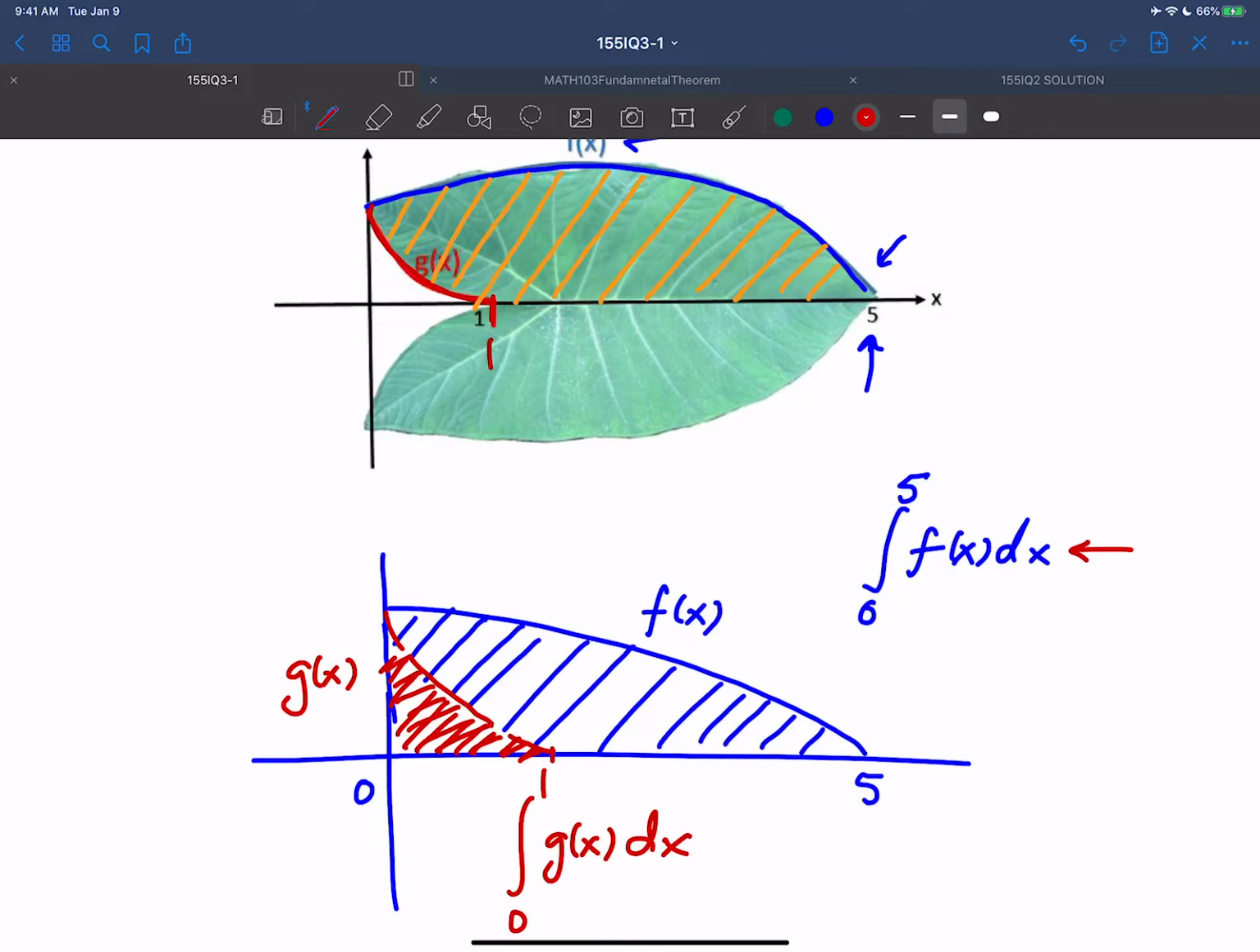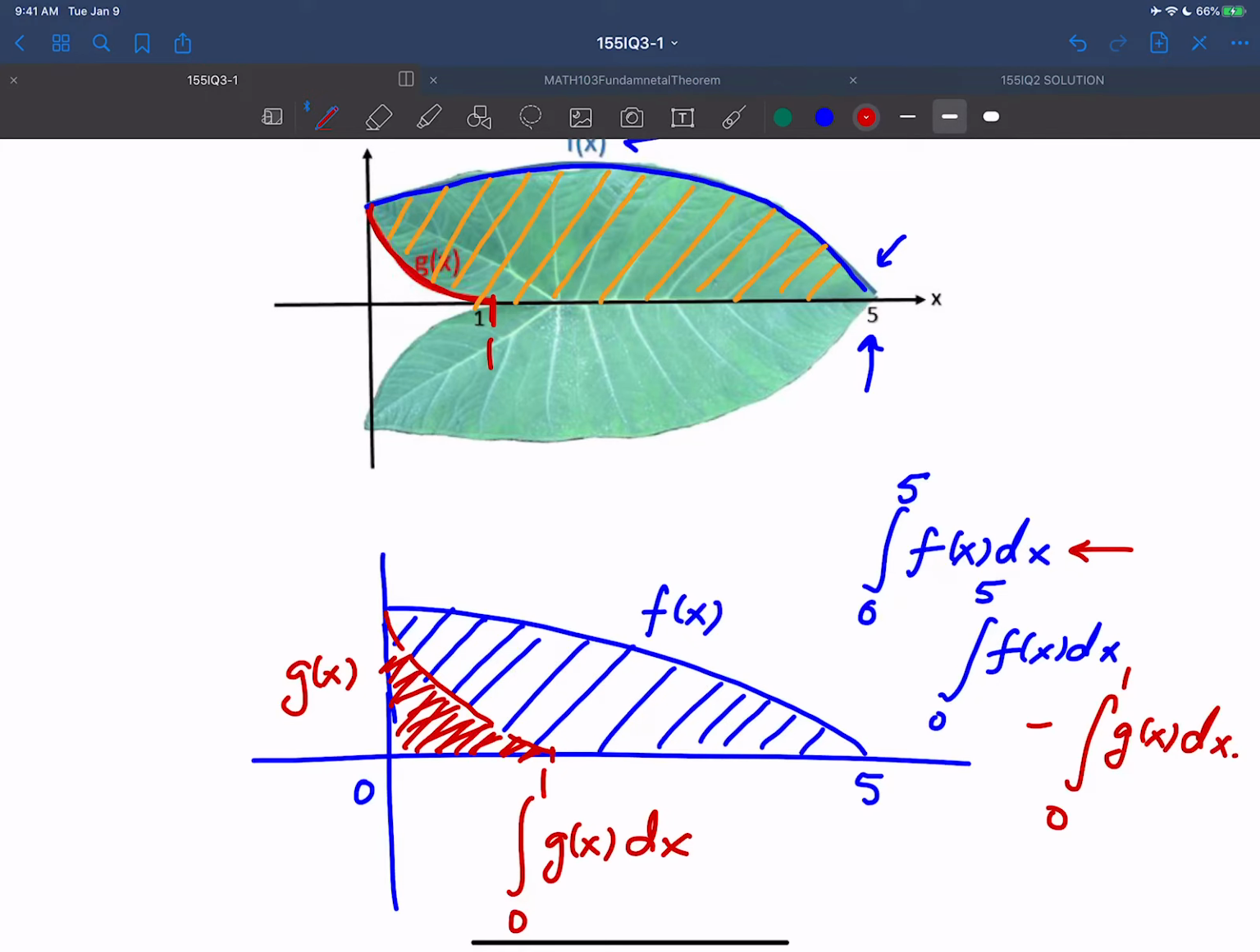So what you want to do is take the total area from 0 to 5 of f of x dx and take away the portion that you don't need. That portion is this red portion that you don't need. That's 0 to 1 of g of x dx.